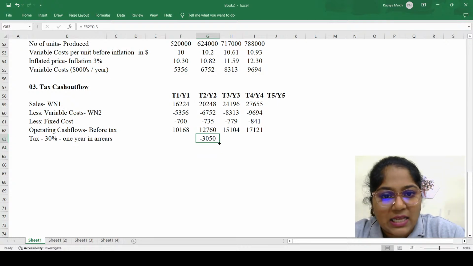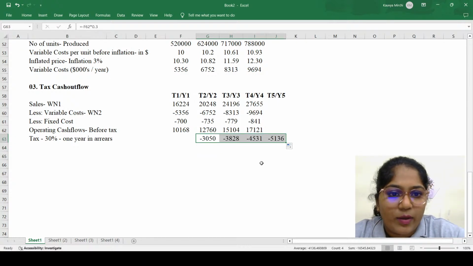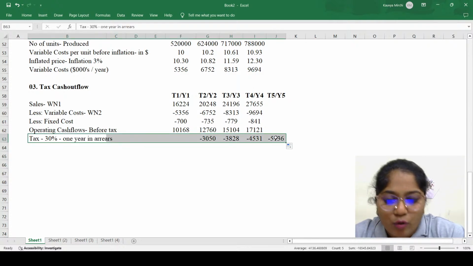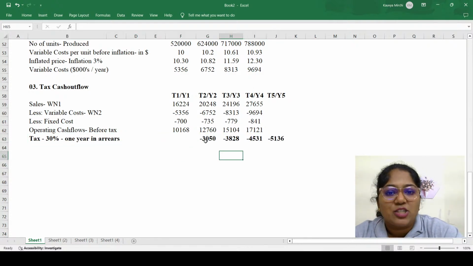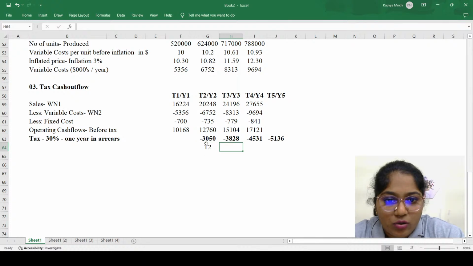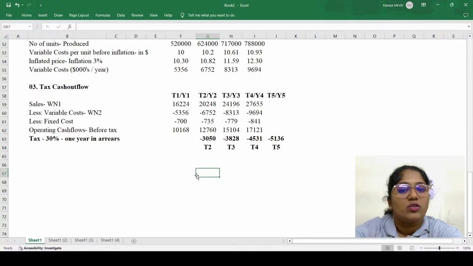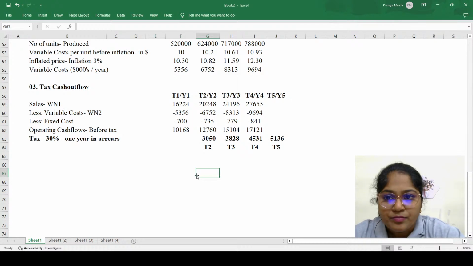And if I drag the same thing every year, this is how my cash flows of tax go. This is my tax cash outflow. You see what is the timing of cash outflow? Timing is T2, T3, T4 and then T5. It is not in the very year 1. Make sure you know this. This is the tax cash outflow that I have found out separately.